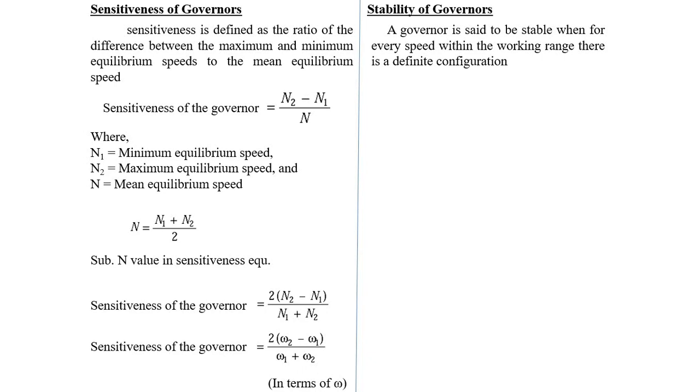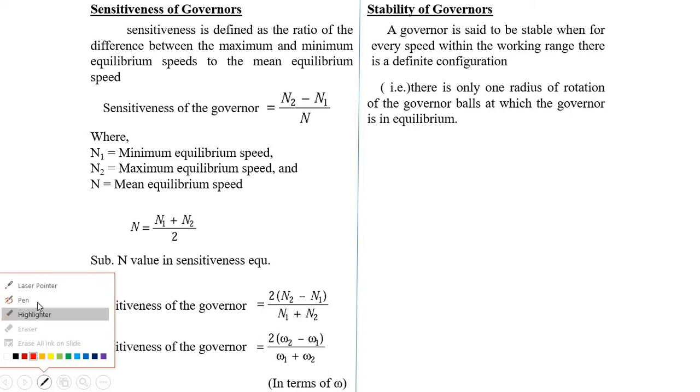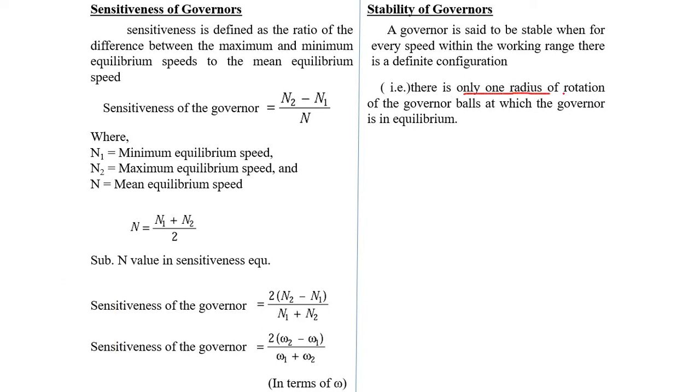Next, the stability of the governor. The governor is said to be stable when for every speed within the working range there is a different configuration. So there is only one radius of rotation of the governor ball at which the governor is in equilibrium. This is the stability of the governor.